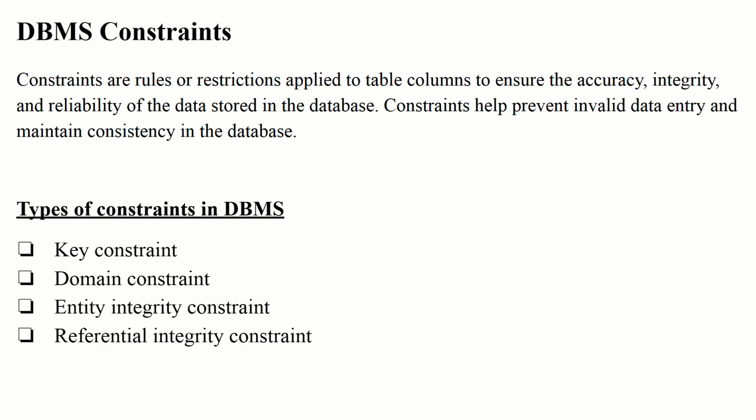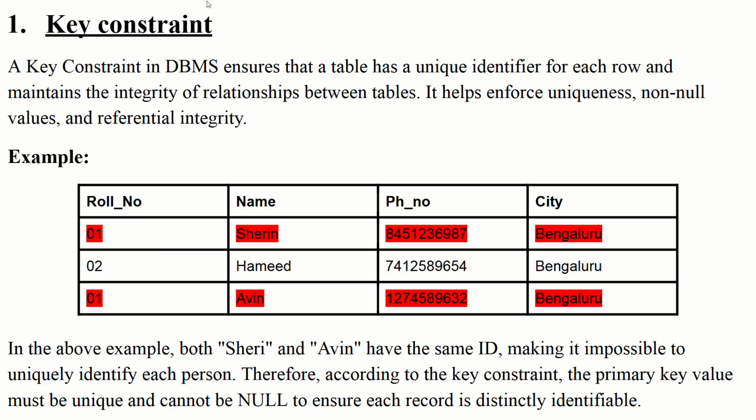So first let's see the types of constraints in DBMS, so that we get a clearer idea of the exact meaning of each constraint and why we are using it. The first one is the key constraint. A key constraint is nothing but a unique identifier.